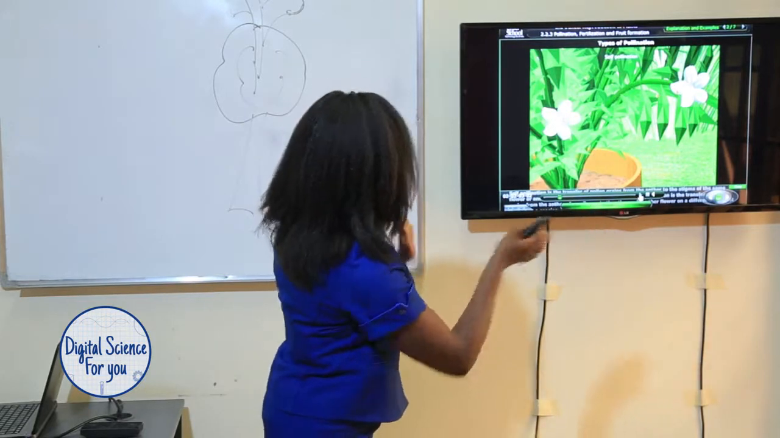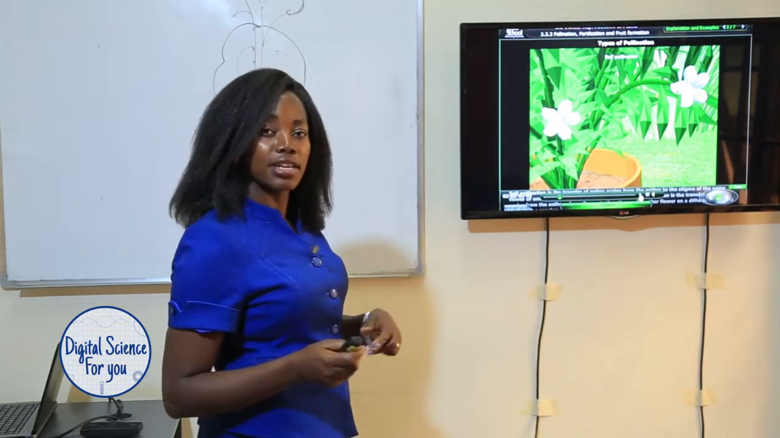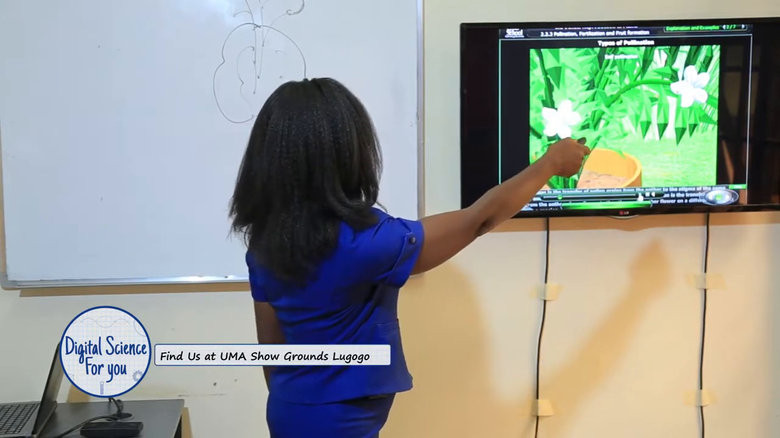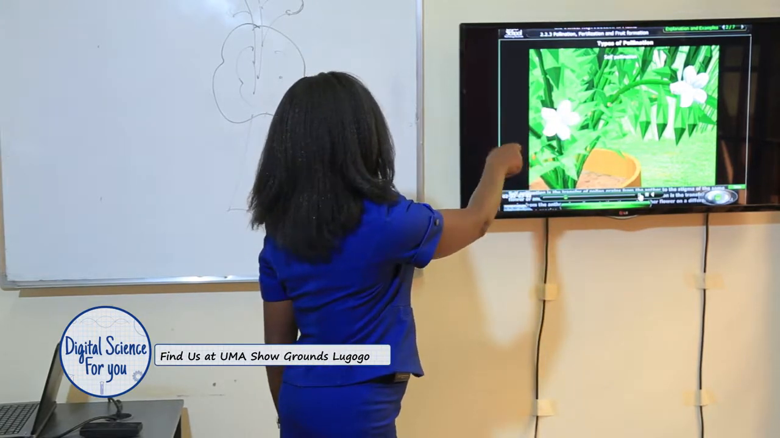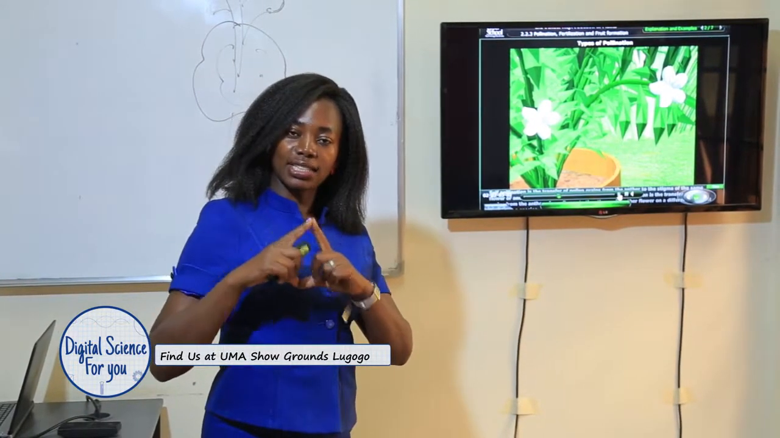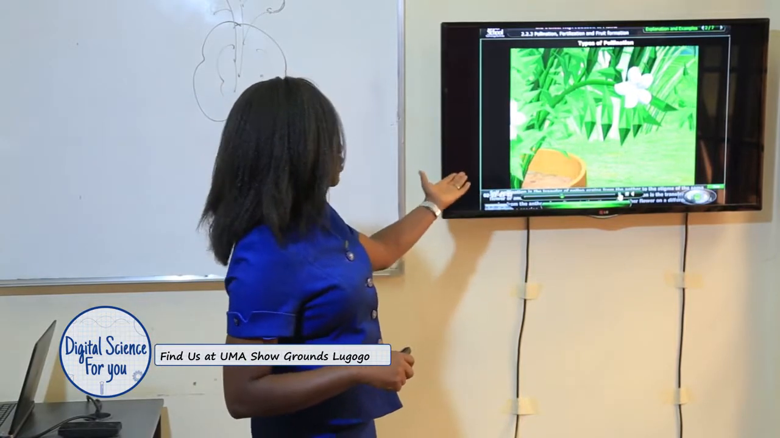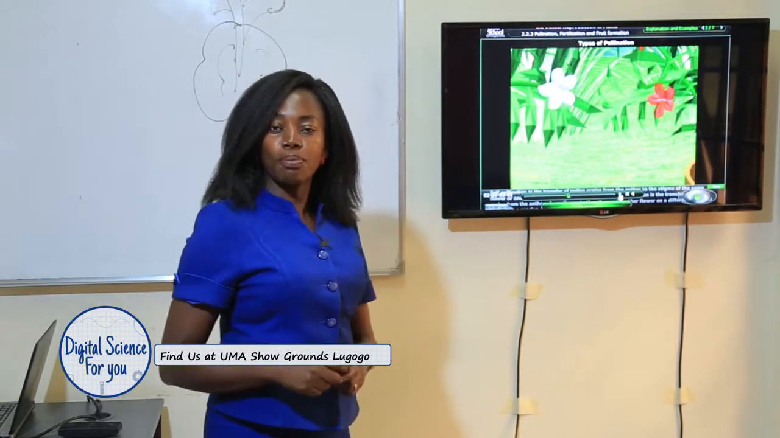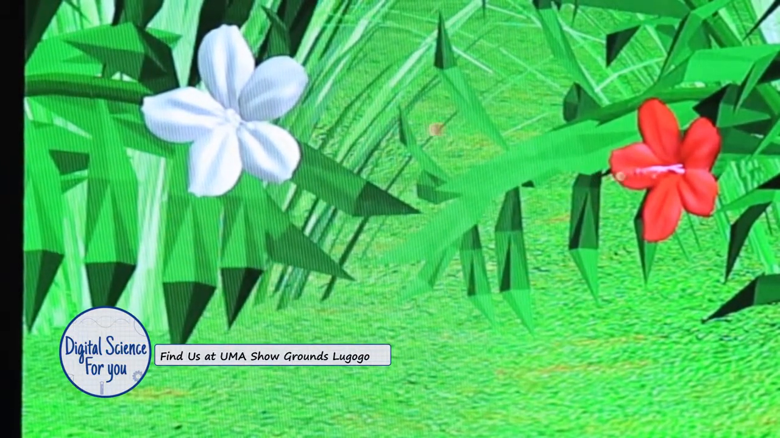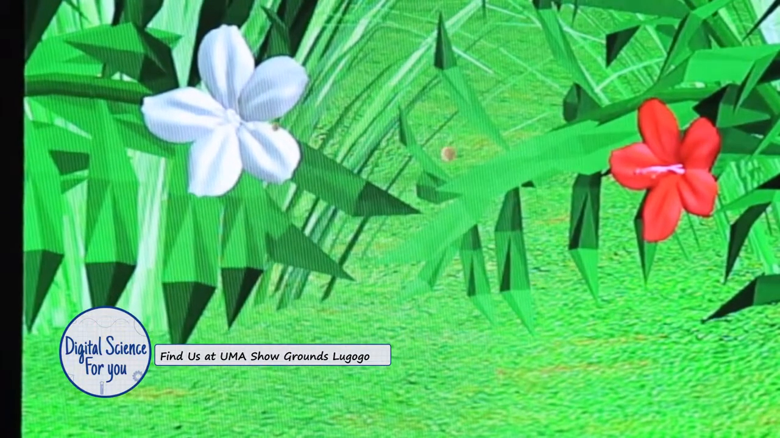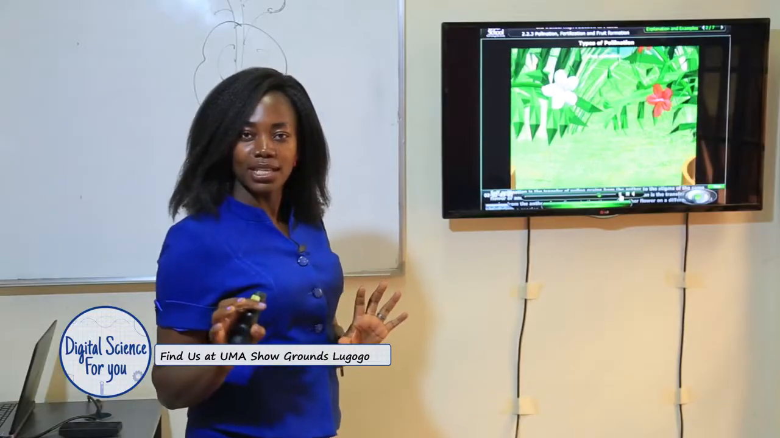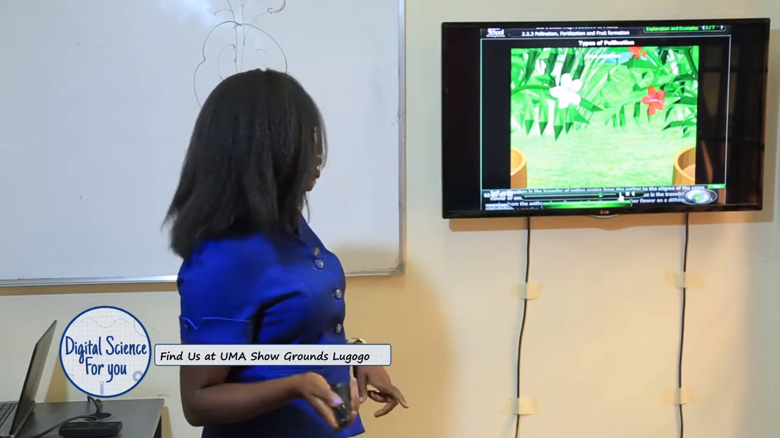Our first picture here shows us self-pollination. And here we see the pollen grains moving from the anthers of one flower to the stigma of another flower. And this can be on the same flower or a different flower, just like we have seen. The other type of pollination is cross-pollination, where we have the pollen grains. I think you can clearly see the pollen grains moving from this white flower to the red flower. The flowers are on different plants, however, they are of the same species.